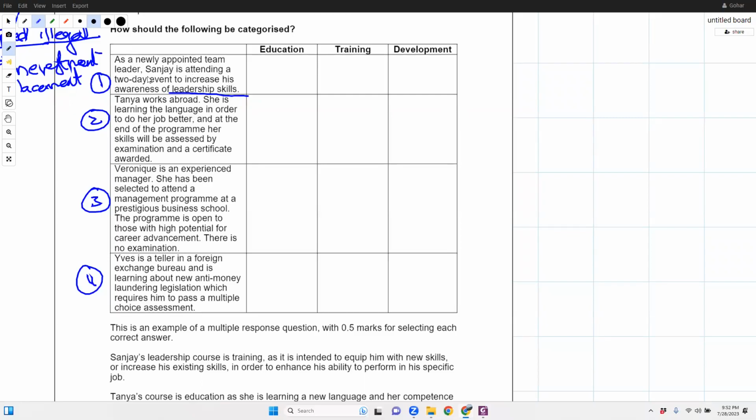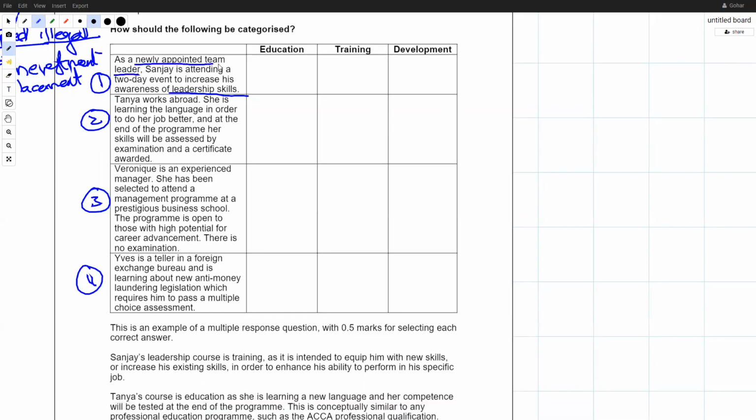Sanjay has been appointed as a leader in the team. He is going to learn something about something that he's already doing. That is, he has been appointed as a leader and he is going to learn something new, a 2-day event to increase his leadership skills. This is directly linked with the job that he is doing right now. He is a leader and he is going to learn leadership skills. This is not education, this is training. In training, we learn something that is directly linked with our job. And this is not development. So, the correct option is training.